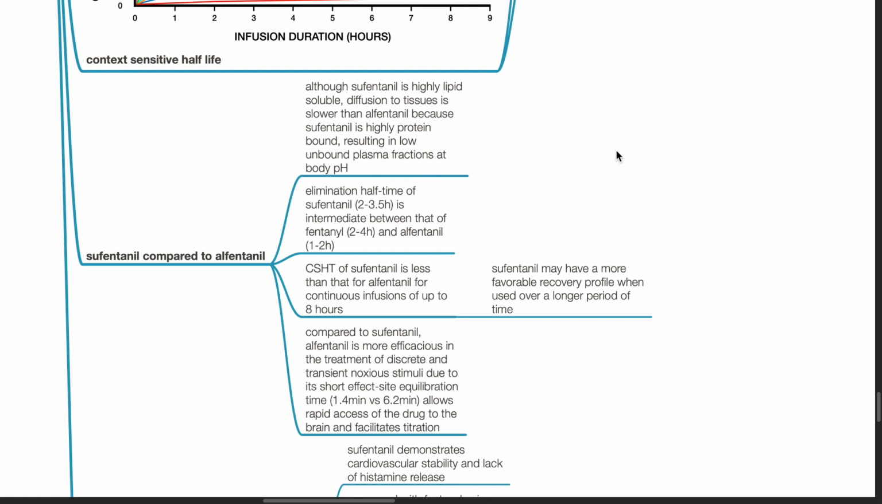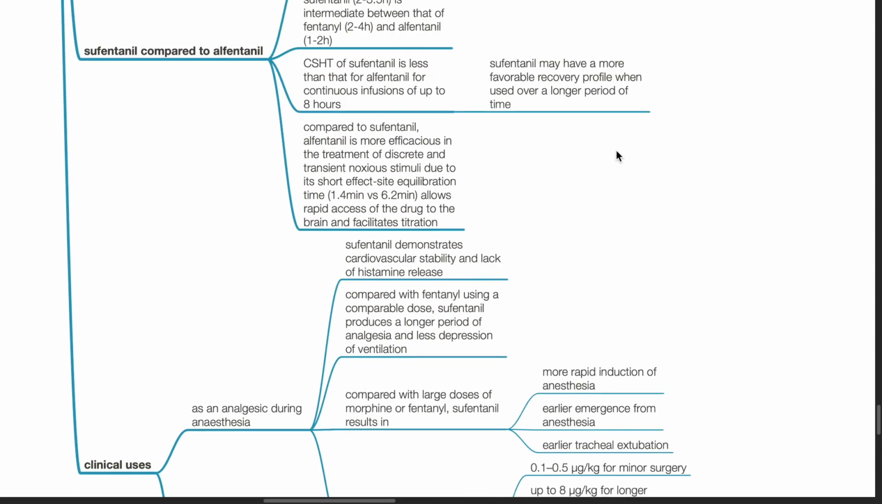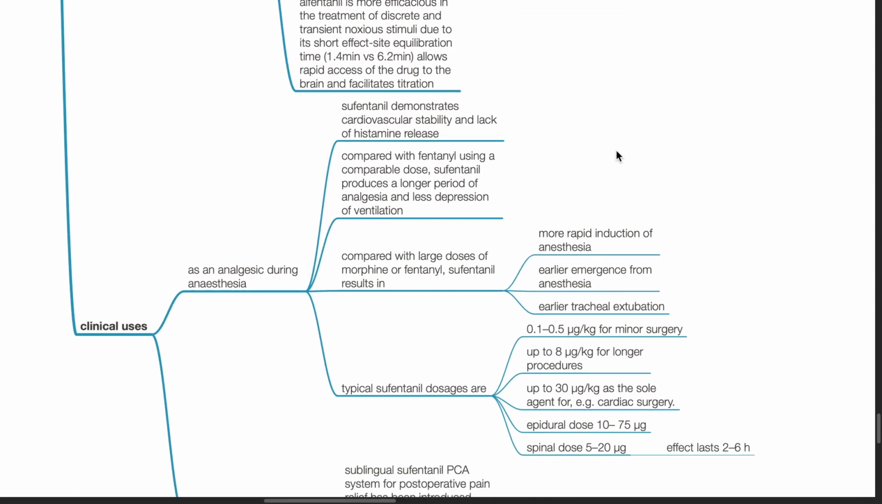Compared to sufentanil, alfentanil is more efficacious in the treatment of discrete and transient noxious stimuli due to its short effect site equilibration time, 1.4 minutes versus 6.2 minutes, which allows rapid access of the drug to the brain and facilitates titration. Clinical uses of sufentanil.